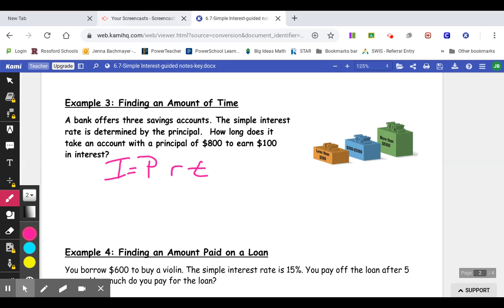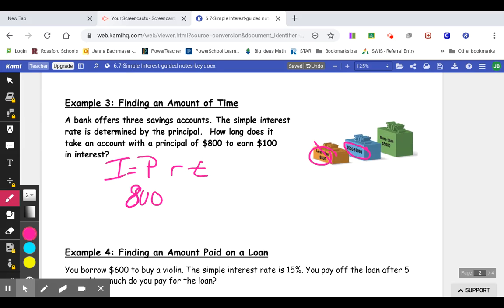It says a bank offers 3 savings accounts. The simple interest rate is determined by the principal. How long does it take an account with a principal of $800? So my $800 goes under my principal, my P. The rate depends on how much money I put in. Well, I put in more than $500, so I'm not using this one. My 2% is what I want to use because I have $800 and that falls in that amount of money.